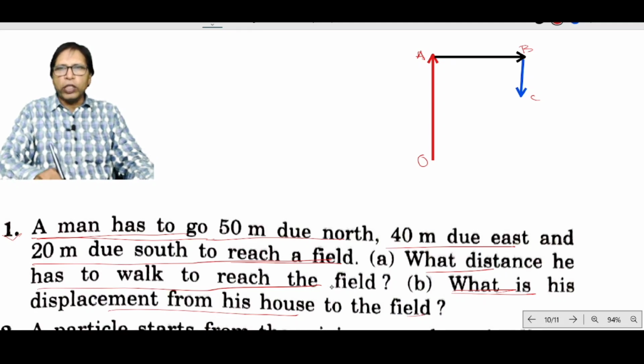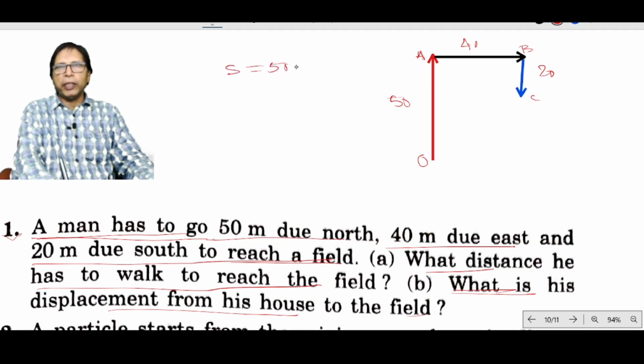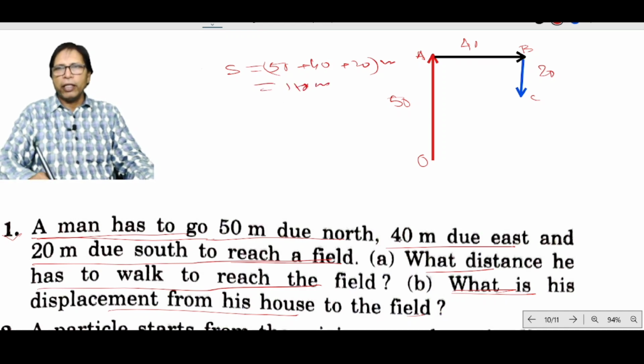Now, what is the distance he has to walk to reach his field? Look at this. This is the 50 meter, this is the 40 meter, and this is the 20 meter. So the distance traveled by the man, S, equals 50 plus 40 plus 20, which is 110 meter.